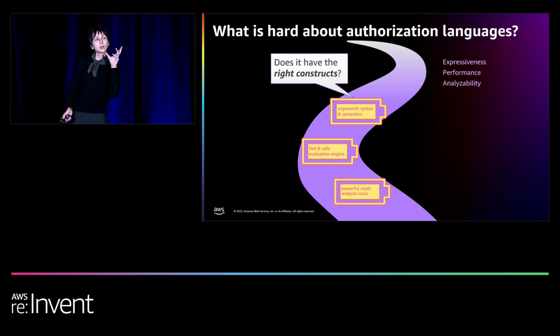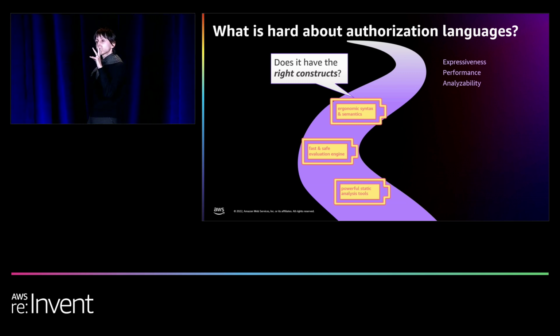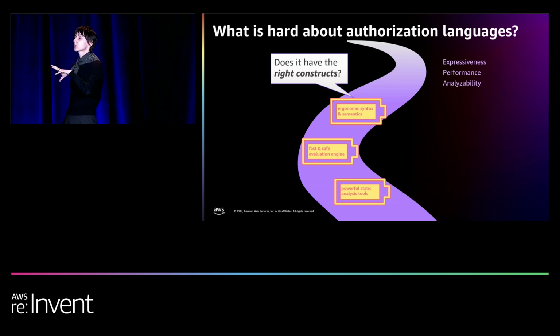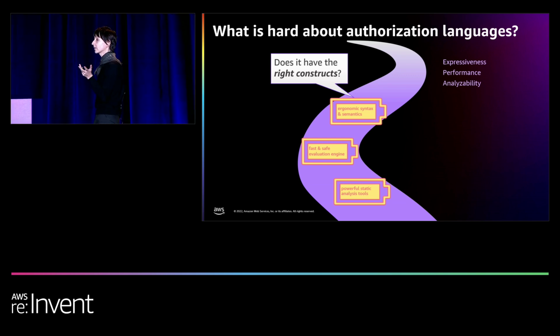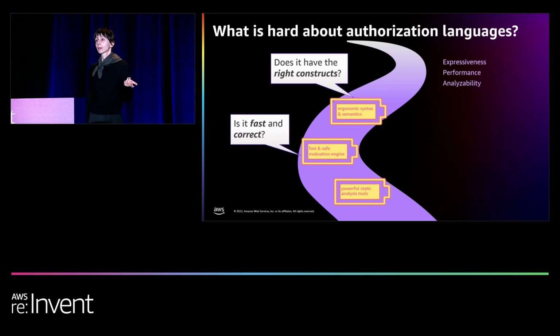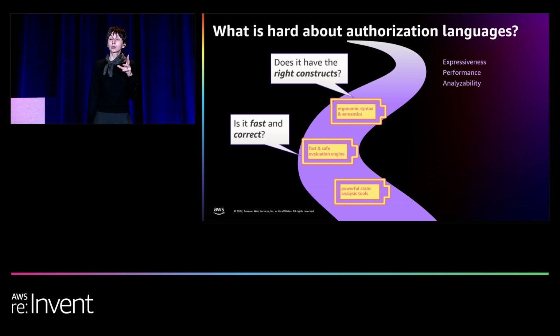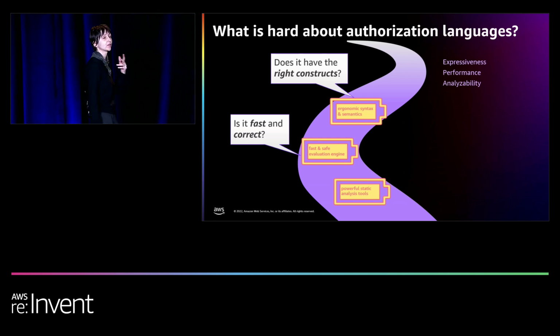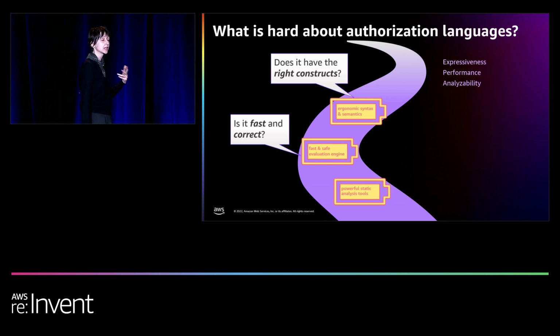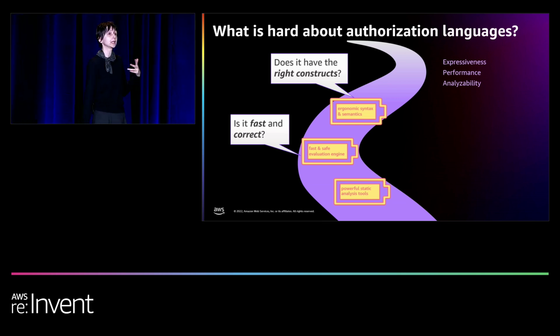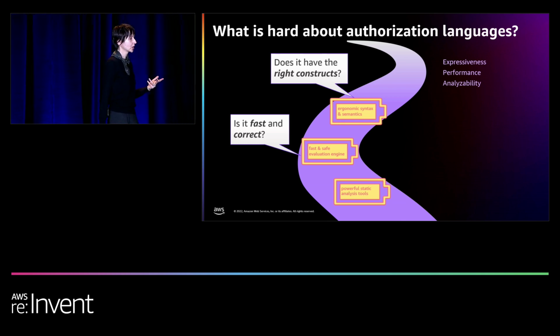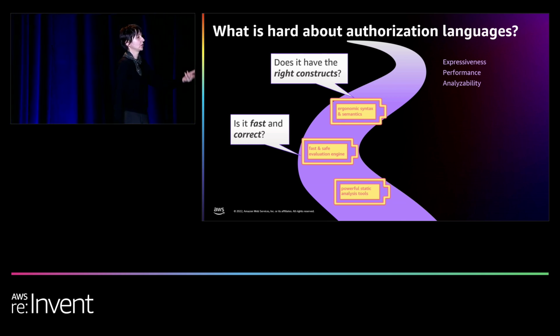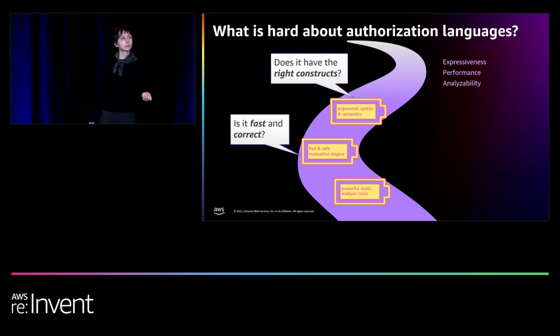Okay, so suppose that you have done this right. You have chosen the right constructs, you have constrained your language appropriately. The next thing that you have to do is actually build the engine. Authorization is critical not only to security, but also to performance. So your engine has to be both fast and safe. And safety here means that it has to correctly implement the semantics of your language, the spec that you're giving to your users and that they're relying on.